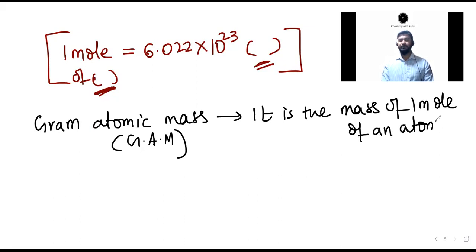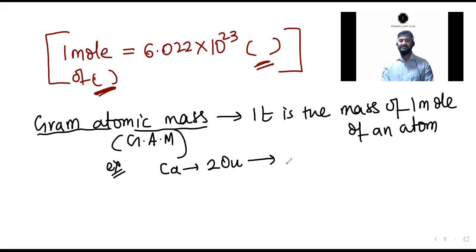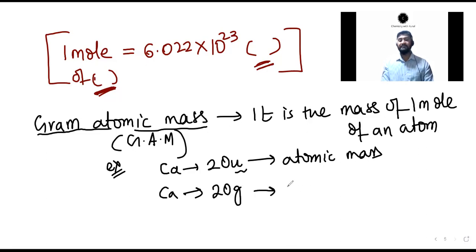It is the mass of 1 mole of an atom. That is what gram atomic mass means. For example, what is the mass of calcium atom? That is 40 U. What is this? This is atomic mass, because it's in U. But what is the gram atomic mass of calcium? Same value, but in grams. So Ca 40 grams is the gram atomic mass. As simple as that.